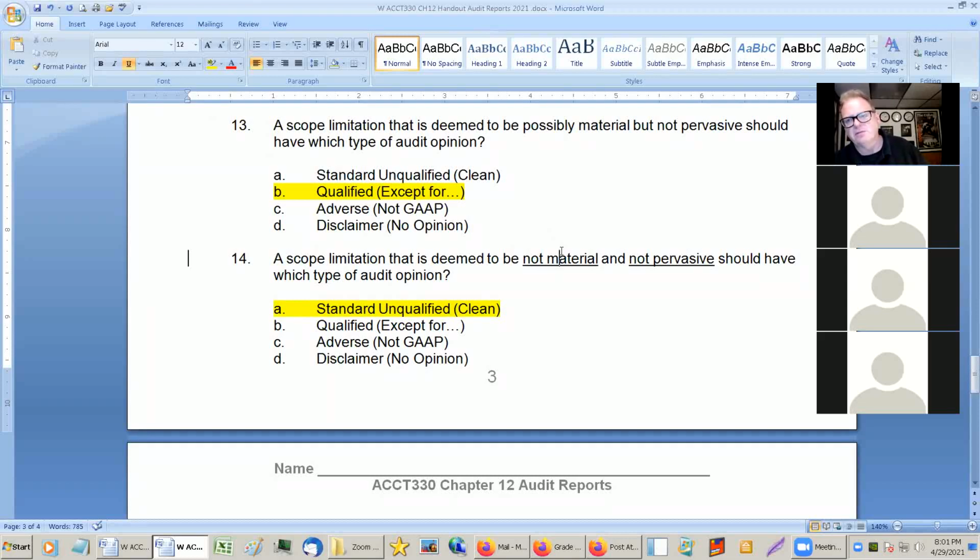the petty cash. So we can't verify petty cash. Well, petty cash is probably not material anyways. So even if you can't verify any of the petty cash, it probably doesn't matter. So it's a scope limitation. You can't look at those receipts, but it's not material, it's not pervasive. Standard report.